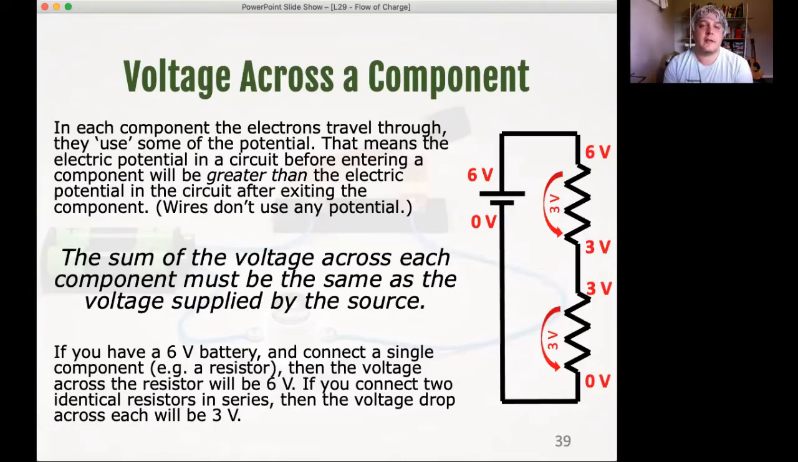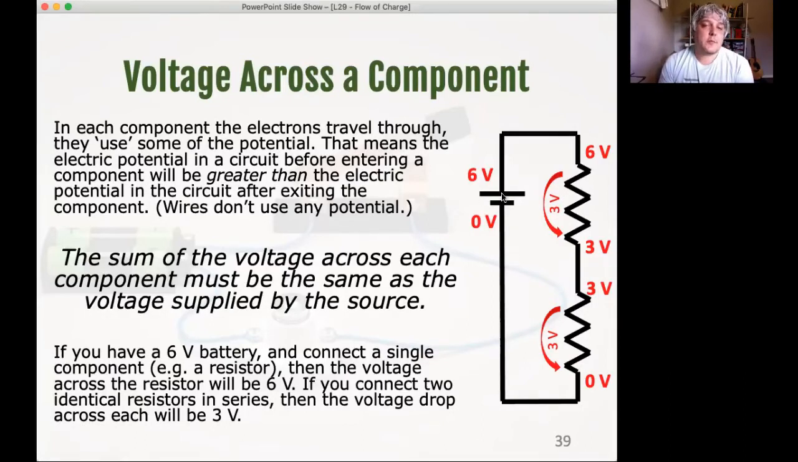If you prefer to think of it the other way, you can think of it as the electron leaving the negative terminal having spent 0 volts of energy. So rather than thinking of it as having 6 volts as it leaves the positive and spending it across each component, you can think of it as the electron having spent 0, and it must have spent all 6 by the time it gets to the positive terminal. Exactly the same idea, and it will result in the same numbers.